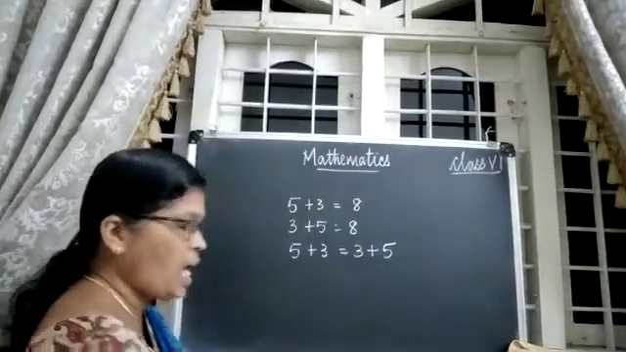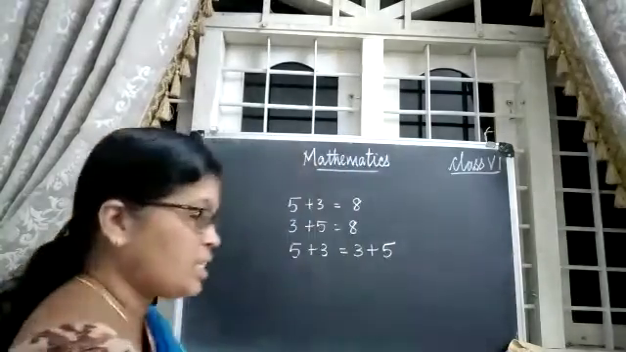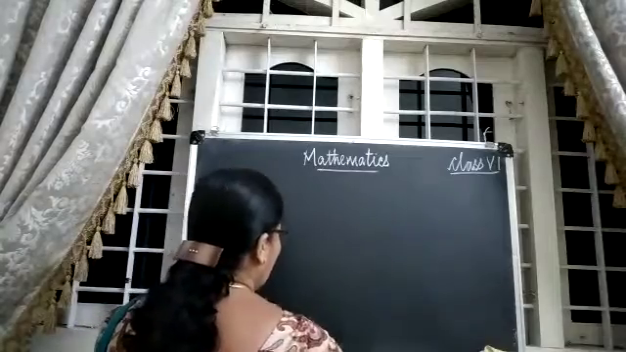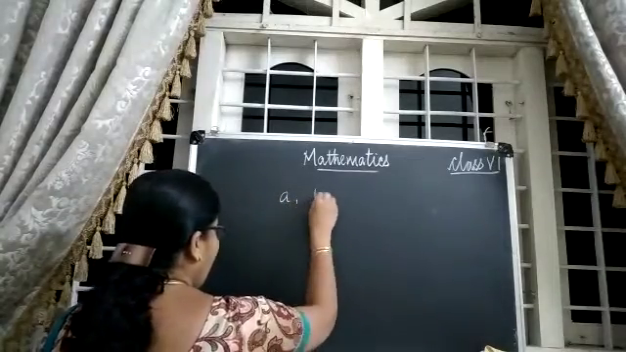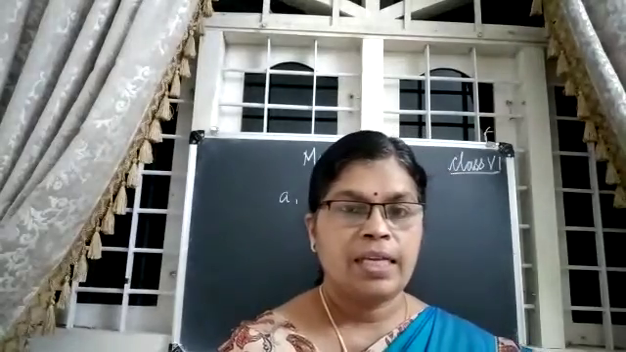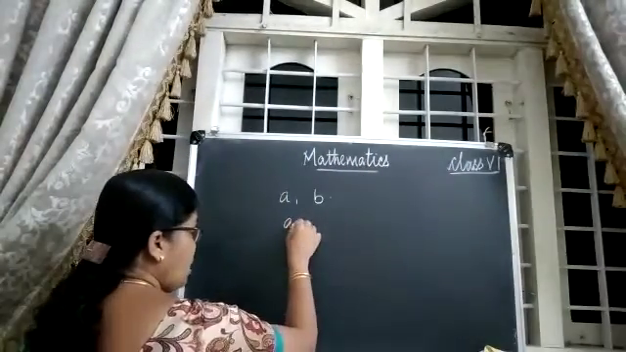Then for this, let us make a general rule. That means if A and B are two whole numbers, we are going to generalize like this. That is, if small letter A and B are two whole numbers, then A plus B, where the first number is A and the second number is B.